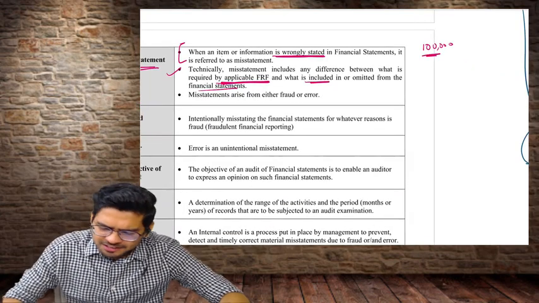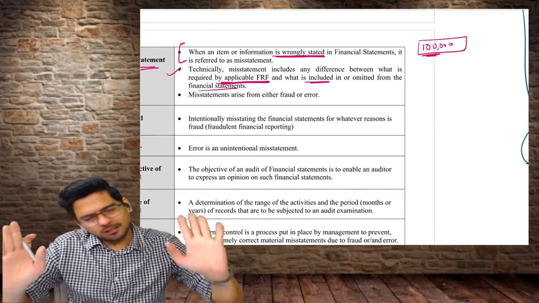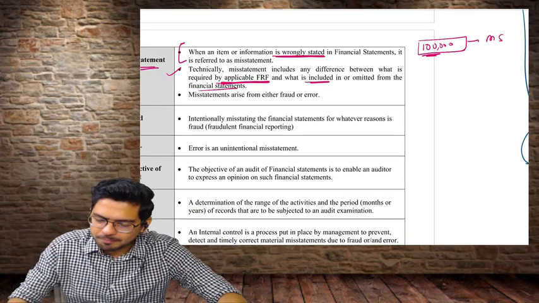Okay, I just told you that instead of writing 10 lakhs, they have written 1 lakh. This is a misstatement, no doubt. This is a misstatement. I am writing it as MS.